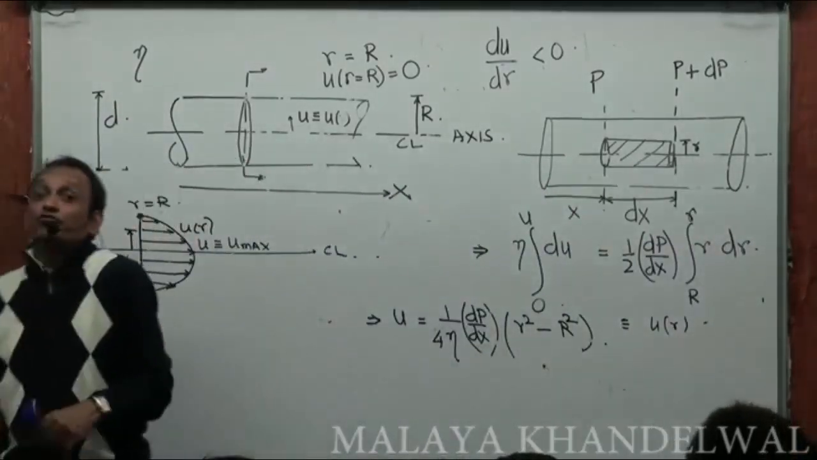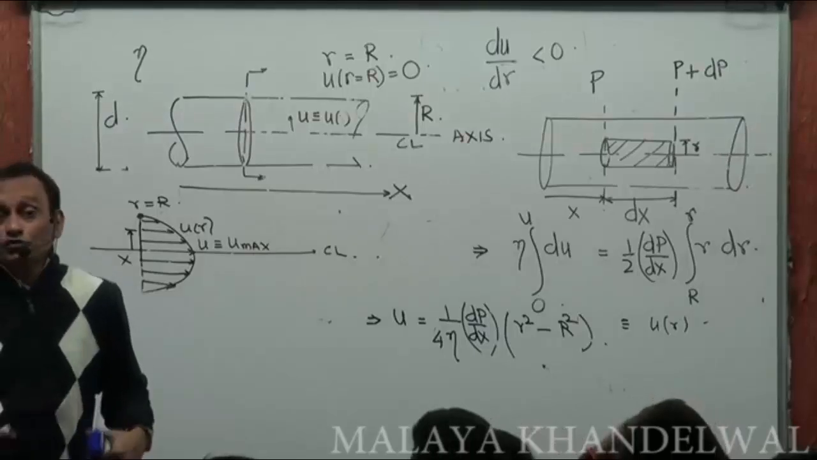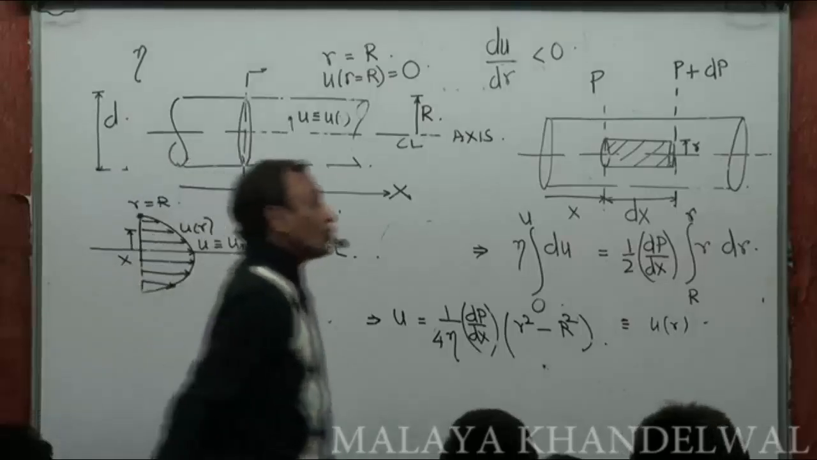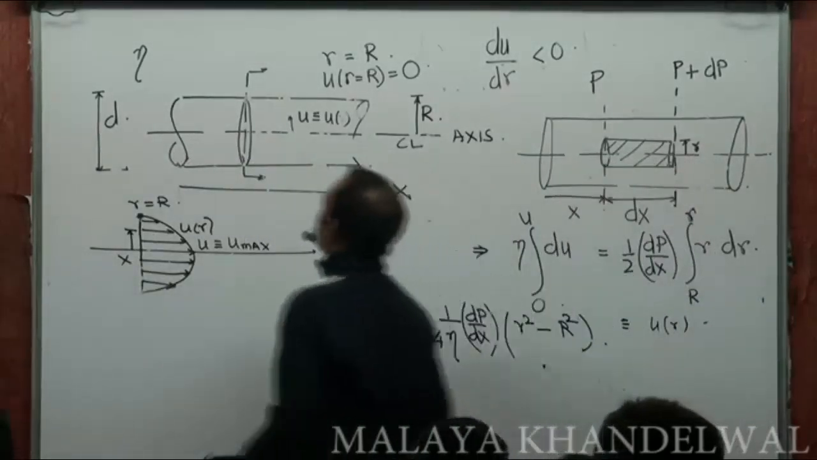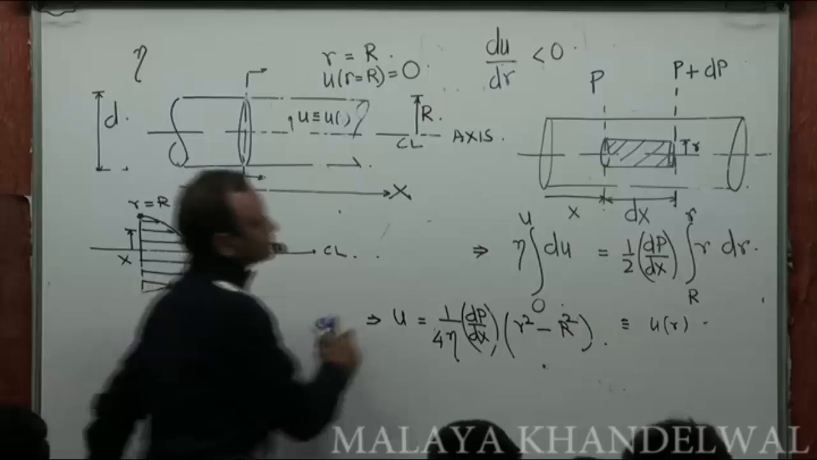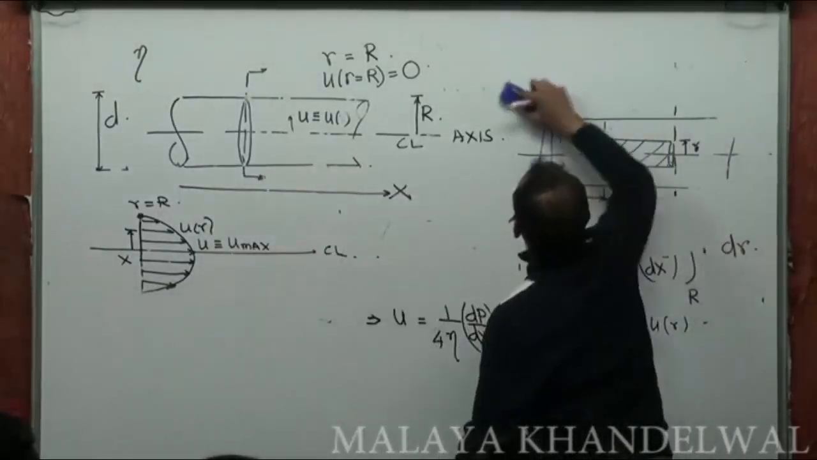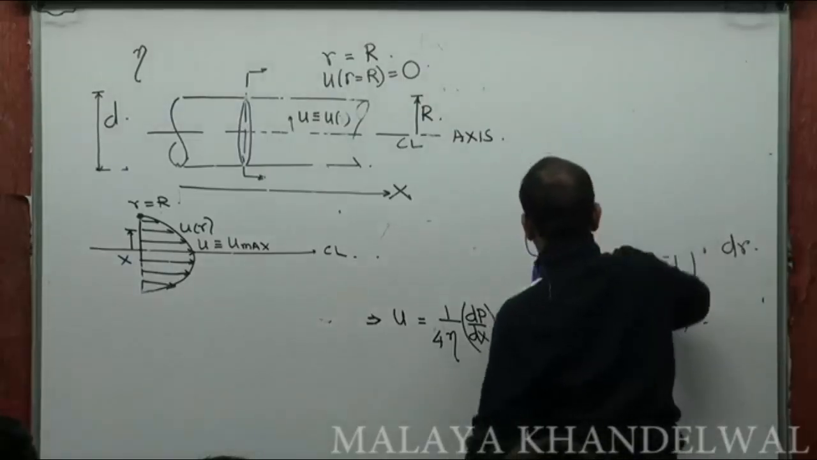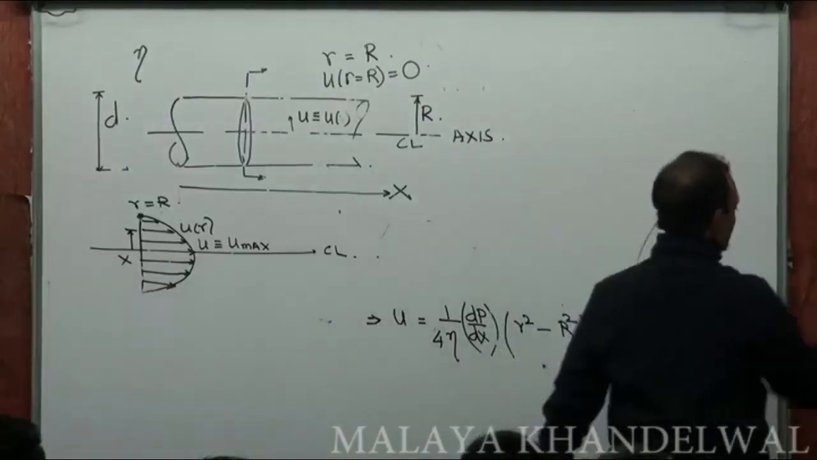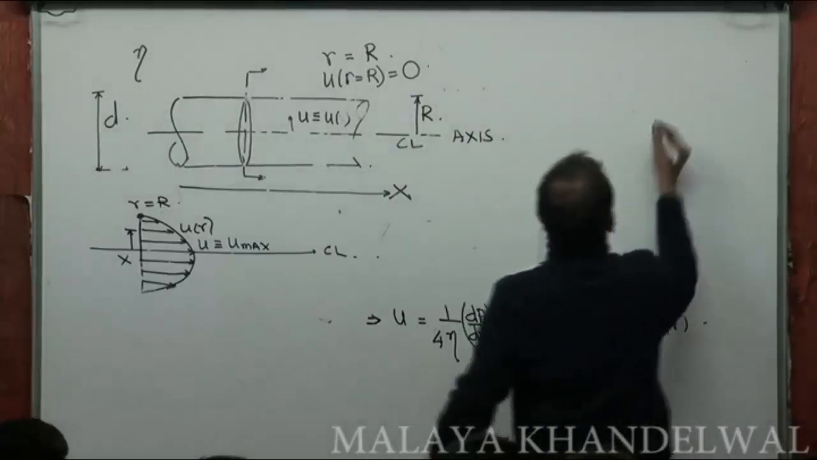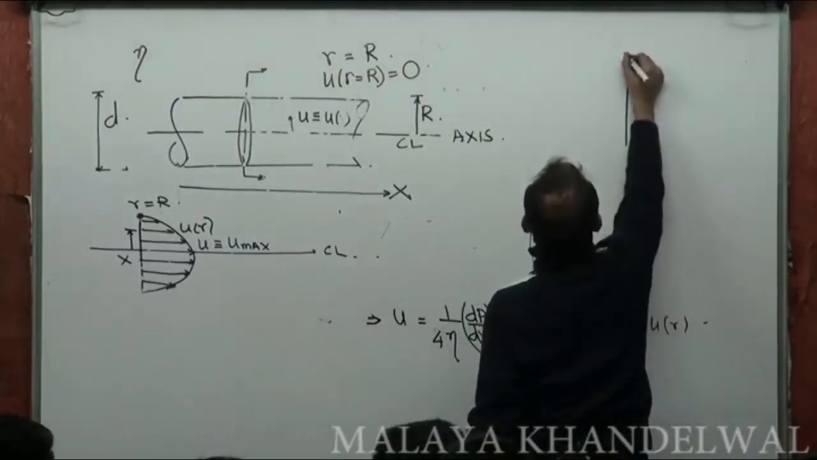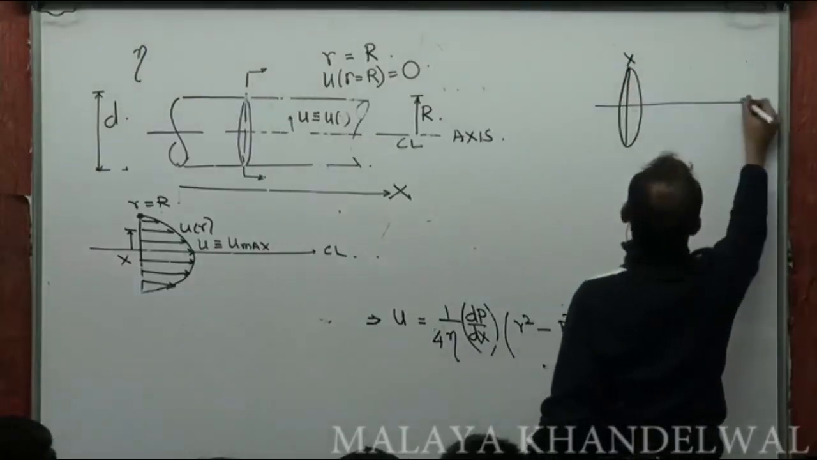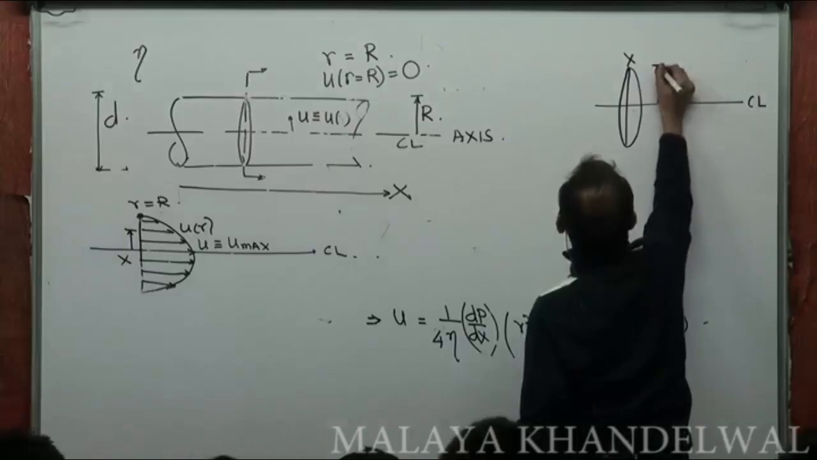Now I want to be able to find the volume flow rate through this fluid. I want to be able to find the volume flow rate through any given cross section. What I do is, let me look at a cross section at x. This is a cross section at x. It's going to be circular. This is a central line. Radius capital R.